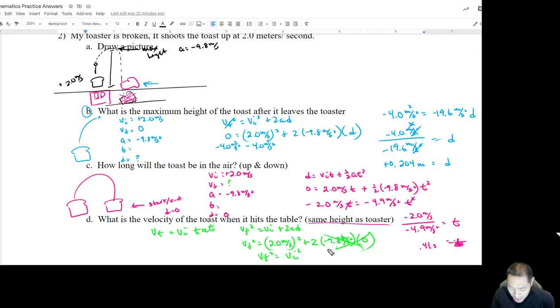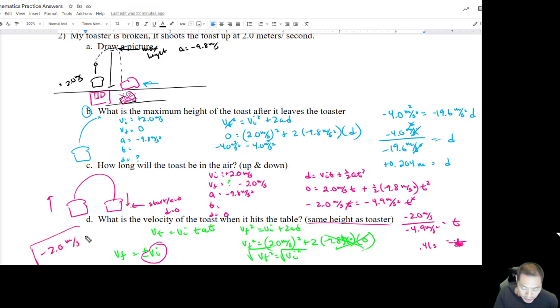But here's the big gimme. So VF, if you take the square root of both of these, is equal to plus or minus VI. It can't be the same as VI. So that's why VF in this case is equal to negative VI. Makes sense, right? Here is positive, here is negative. So by just doing this, you know that this is negative 2.0 meters per second. That is something that you will now know.